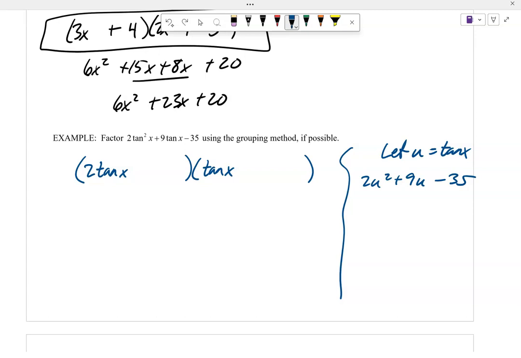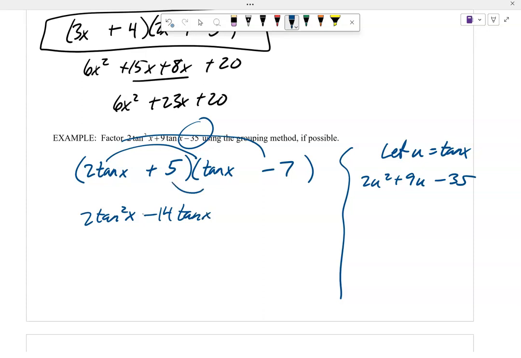And now I'm looking at the 35, and so I'm like, well, I could try 1 and 35, or I could try 5 and 7, and one's got to be a positive, one's got to be a negative. All right, so let's try this. Let's see if this works. 2 tangent squared minus 14 tangent plus 5 tangent minus 35. So I got 2 tangent squared. That gives me minus 9 tangent.